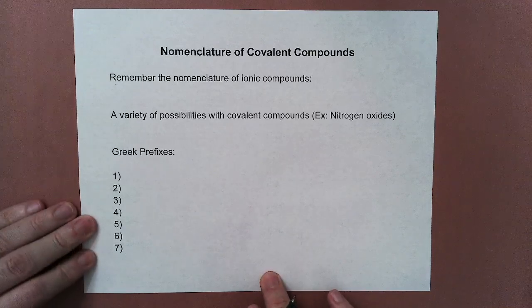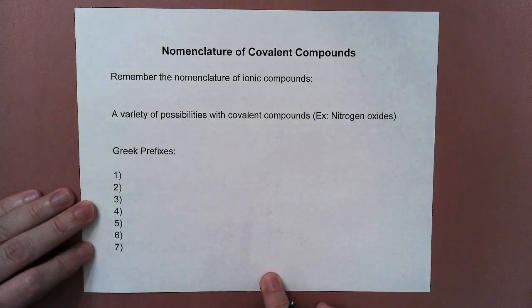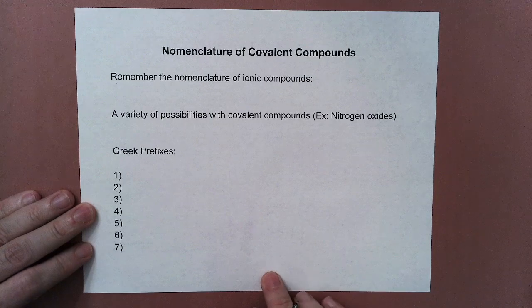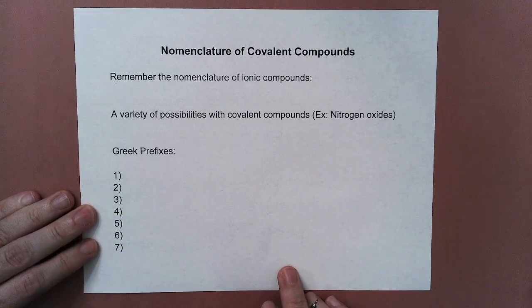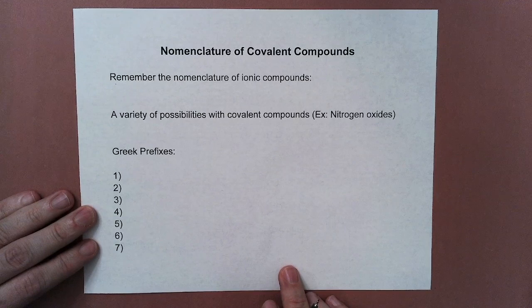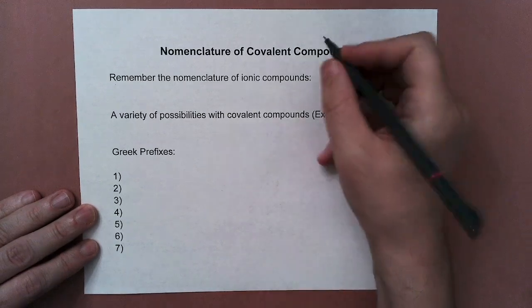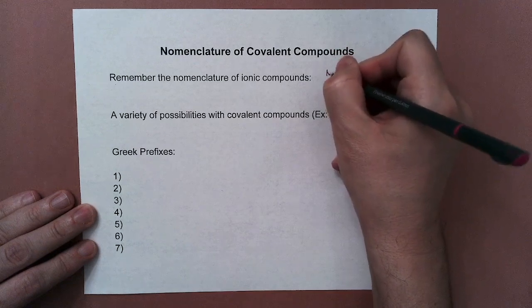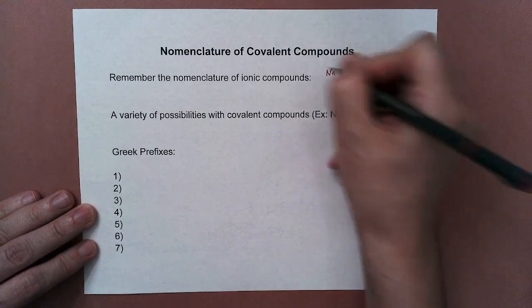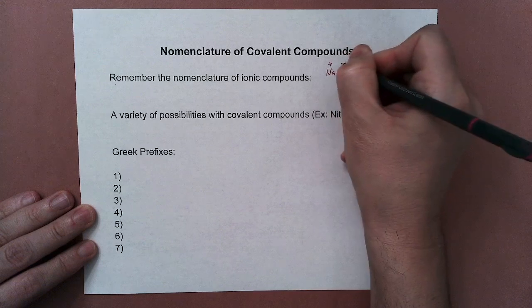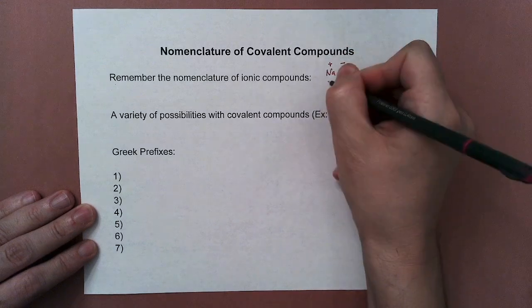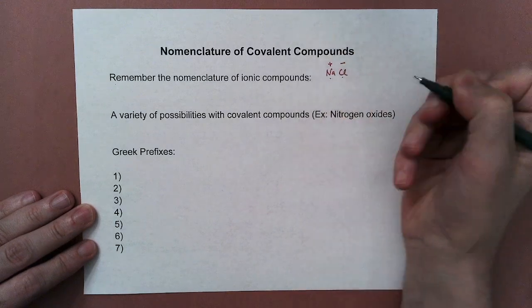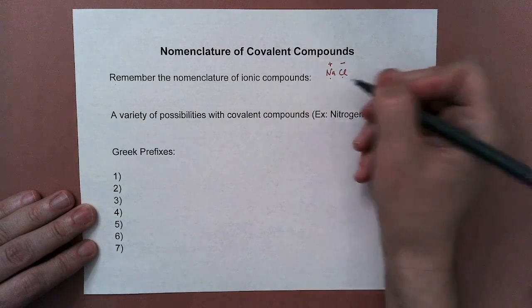Hello, in this video we'll be talking about nomenclature of covalent compounds. But before starting that, let's remember how to name the ionic compounds. Ionic compounds were made from ions, like sodium chloride. Sodium is positively charged, chlorine is negatively charged in here. If you have a metal and a nonmetal, this was an ionic compound.